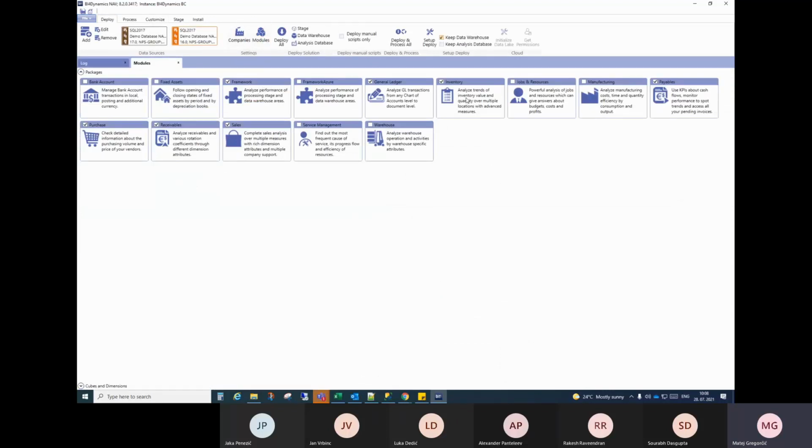If we would select more modules, so jobs or manufacturing or service management, that would show up in Manage Model, and it would be available for us to edit. Okay. So what we'll do now is just slowly go into one of the modules. Let's take sales because it is the most intuitive and easy to understand.